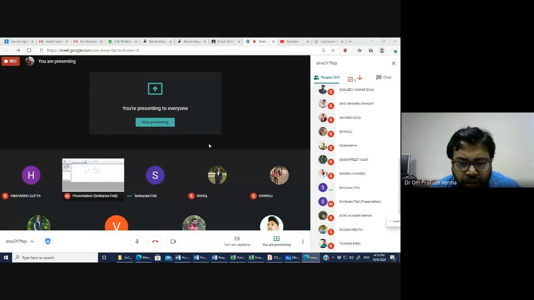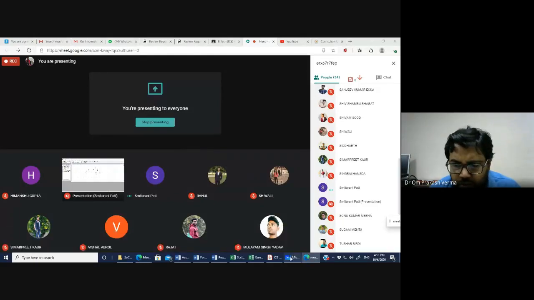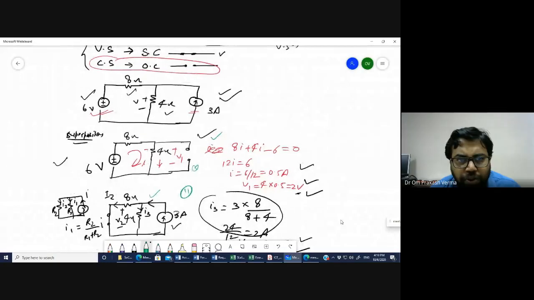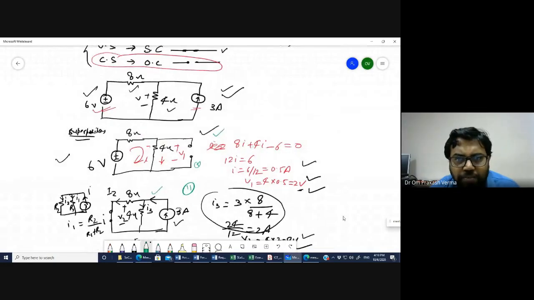Okay, so it is our second problem based on the superposition theorem. We want to simulate the same circuit on PSpice, and how would we do it? Again, I'm repeating the case. First, you have to consider the 6-volt battery. Then simulate this on PSpice.